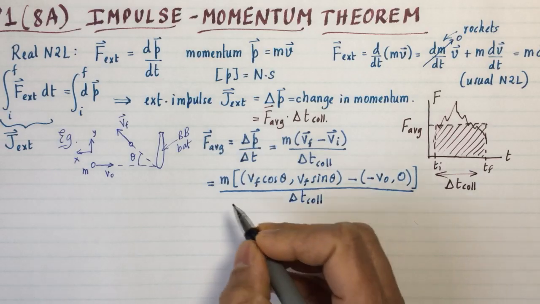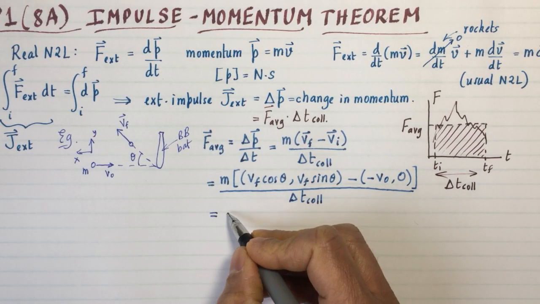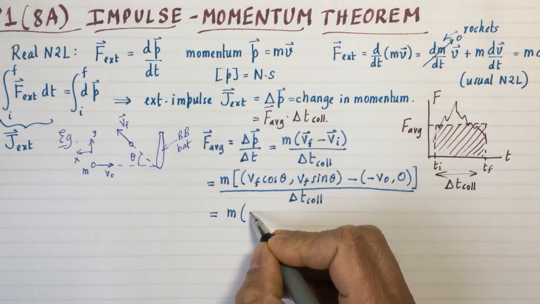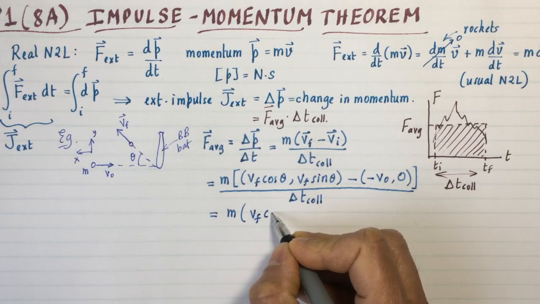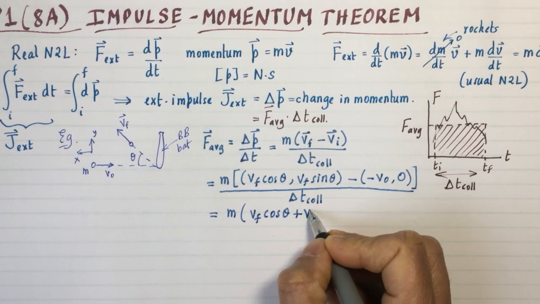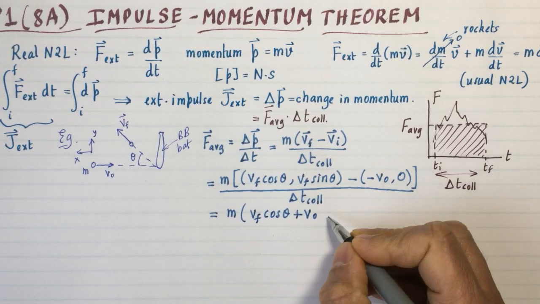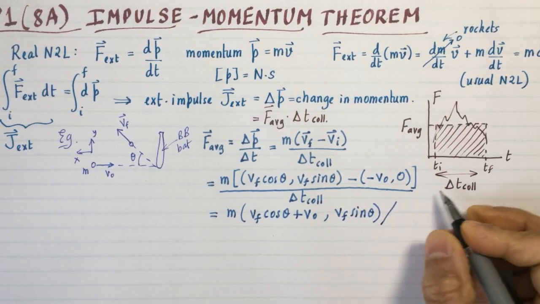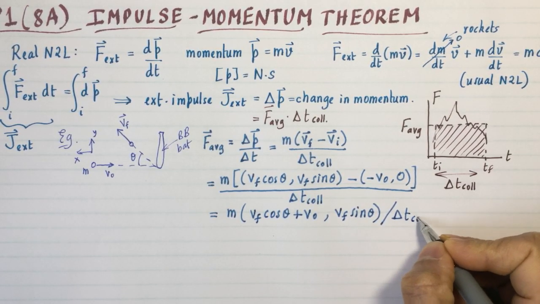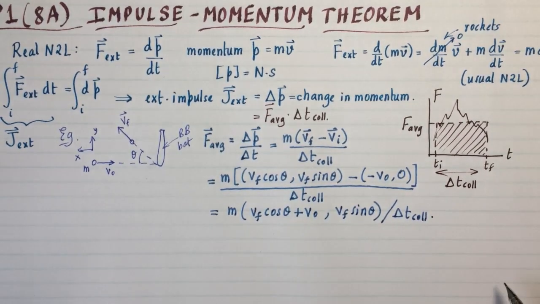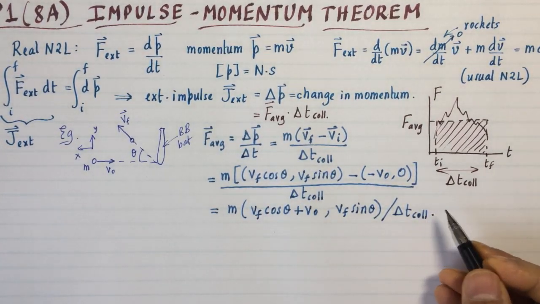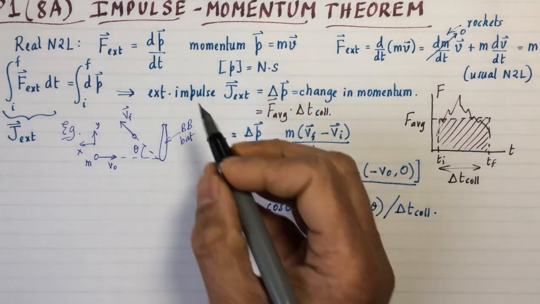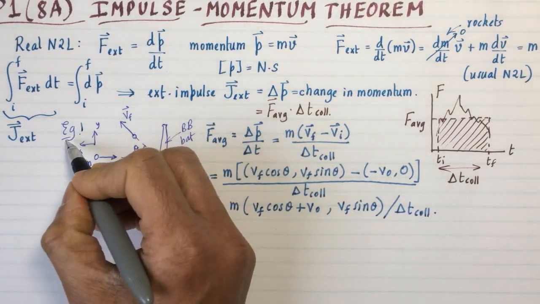There's nothing more I can do with this except maybe combine the x terms together and the y terms together. So let me just do that. I get vf cosine theta plus v0, because of the two minuses becoming plus, comma vf sine theta, divided by delta t collision. In a real problem, you'll be given vf and v0 and m and delta t collision, so you can figure out the average force. So that's a simple example. I'll call that example 1.